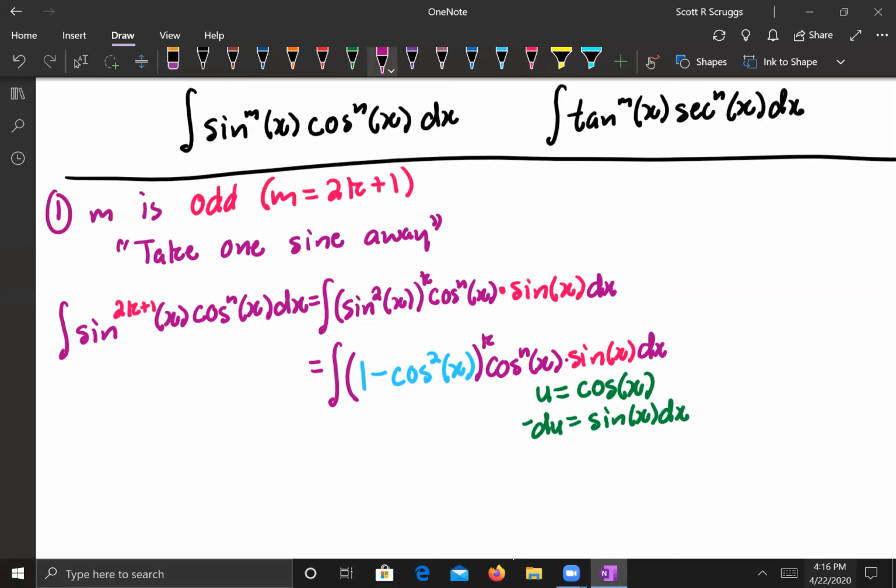So that's my strategy if I have a trig integral where the power married with sine is odd. I'm going to take one sine away, put it with dx, replace sine squared with 1 minus cosine squared. Then I do a u sub, where u is cosine.